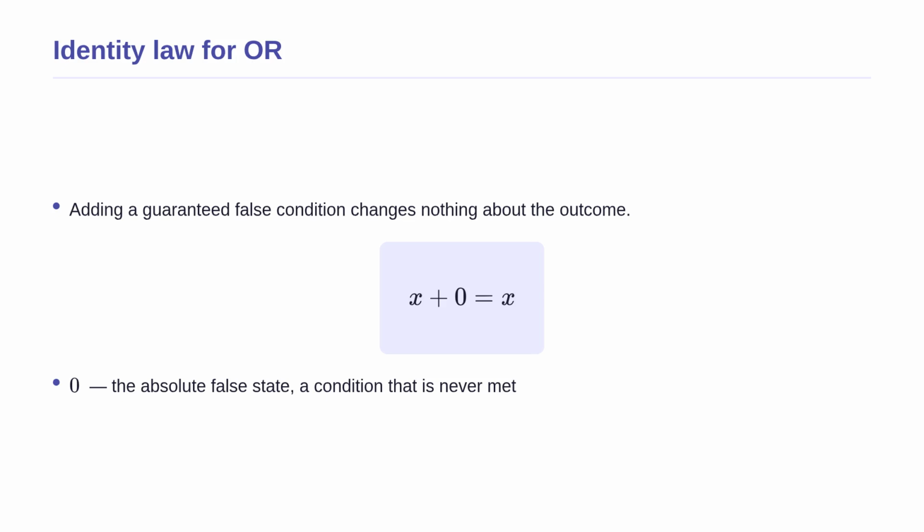Next, we introduce the concept of absolute states with the identity law for OR. Conceptually, this law explains what happens when you introduce a guaranteed false condition into an OR statement. In this formula, the symbol 0 represents the absolute false state, meaning a condition that is never met. If you have a condition x and you say x is true or false is true, the final result depends entirely on x. Adding a guaranteed false condition to an OR statement changes absolutely nothing about the final physical outcome.